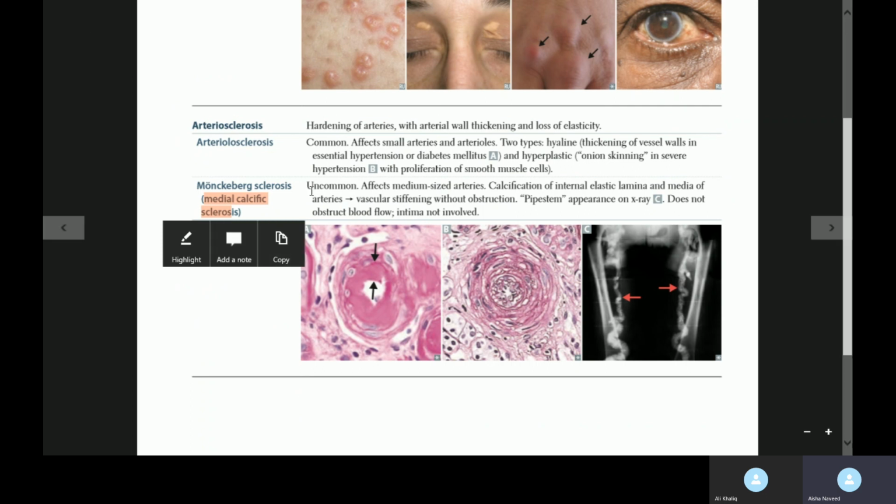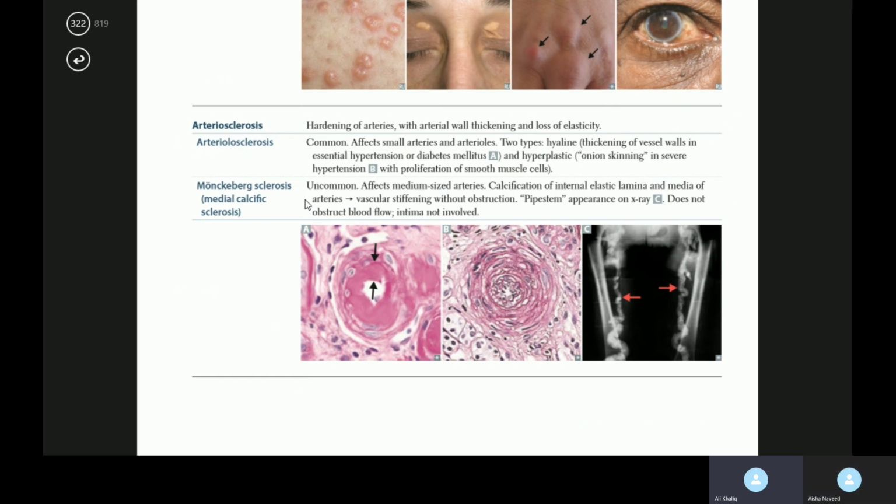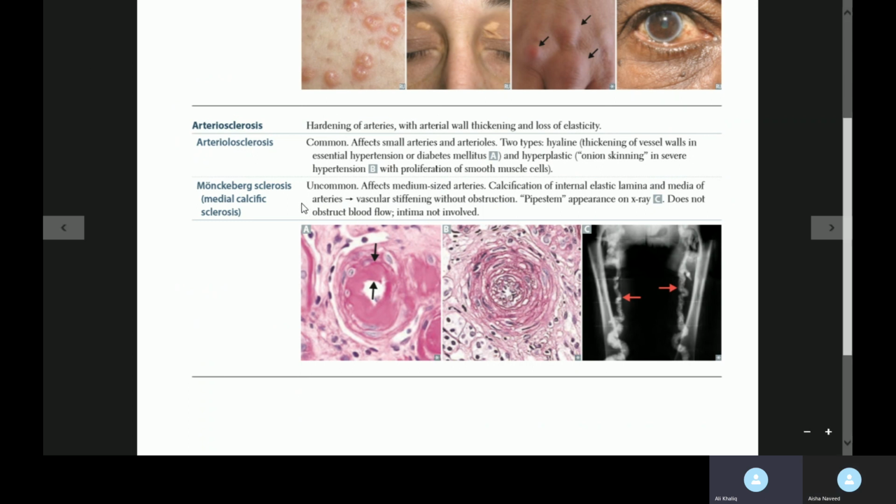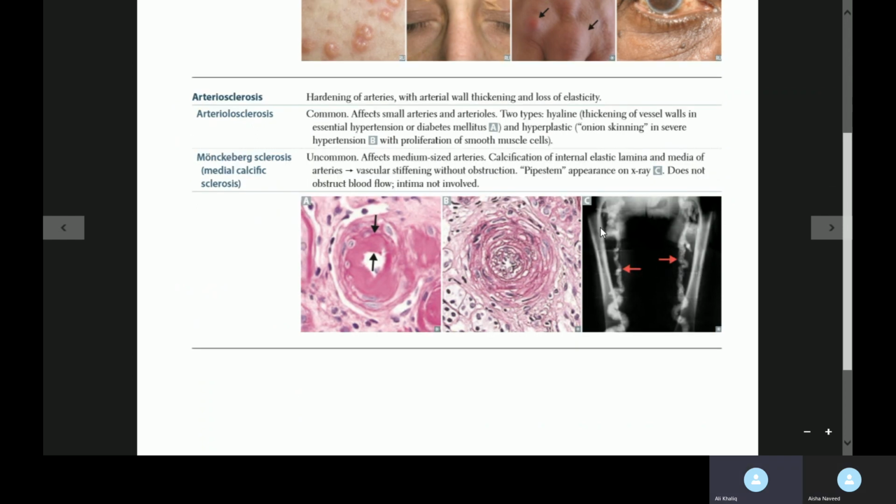It gets calcified. Each and every medium-sized vessel of the body has calcification in it, and it does not obstruct the blood flow. It's just an age-related thing. The medium-sized vessels are your radial artery, femoral artery, tibial artery. All the named arteries other than your large vessels are called medium-sized vessels. In this diagram they have shown you the femoral artery. Can you see the femur here? Yes, I see it.